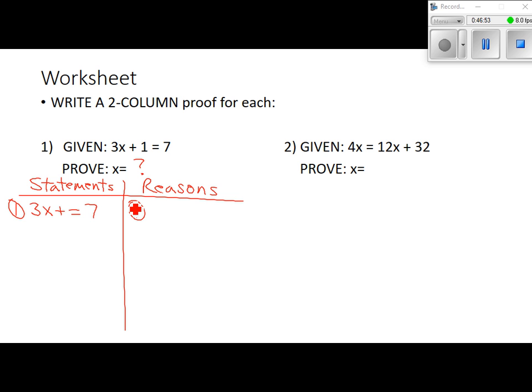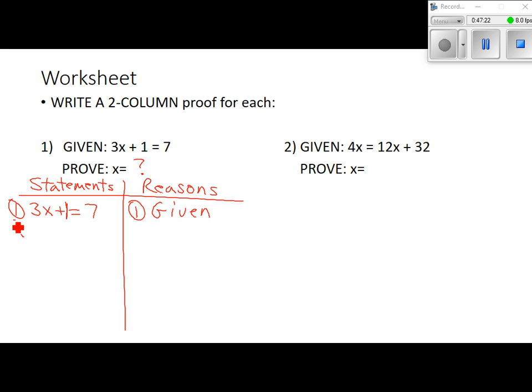Our reason has got to go with this. How did we know that 3x plus 1 equaled 7? Because it's what's given. They gave it to us. So we just write given here as our reason. When we're doing these on a test or a quiz, you get a point for this, a point for that.